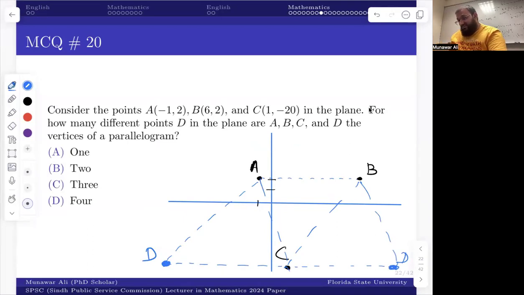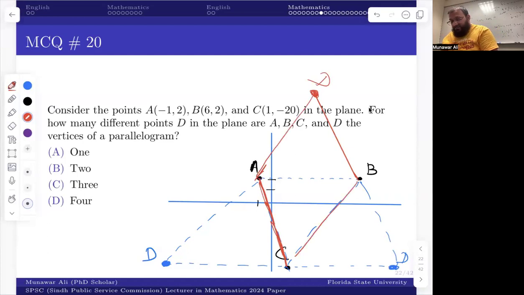If I take this line AC, maybe let me take red. This is my line AC. Then I can put D here somewhere. This is line BD, and this will give me a parallelogram. So maybe these are three possibilities, and I'm unable to find any other possibility. So there are three possibilities that we are looking for.